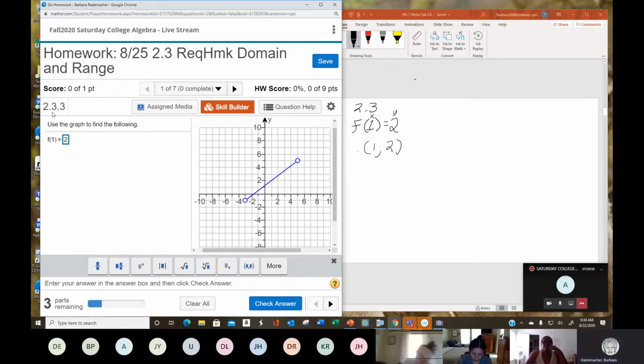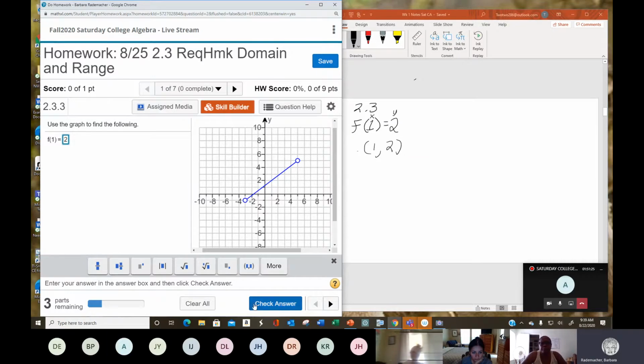Okay. And where did you get the f of 1? Oh, because the 1 is on the x-axis, right? Yeah, the 1 is on the x-axis. So I followed it up to the graph and then went over to the y-axis, and that's where I got the 2. Okay, gotcha. Can you see this okay over here? Yes, I can. Okay, good.